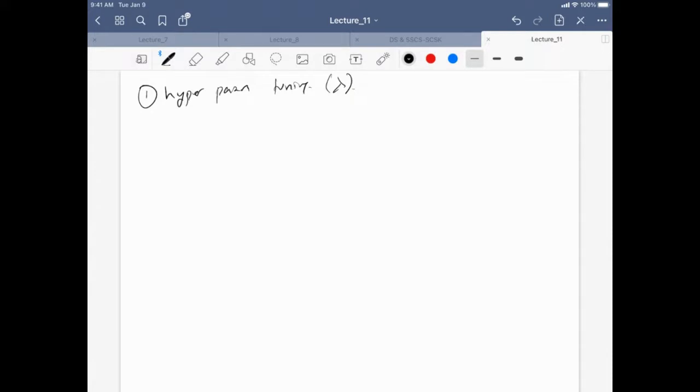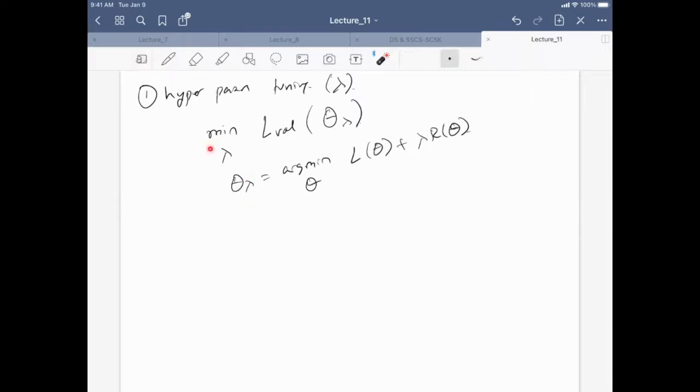The basic idea is that your problem there is basically to minimize, over lambda, your validation set performance of theta lambda. Theta lambda is your model parameter, which is a function of lambda, where theta lambda is nothing but the argmin over theta of my loss function of theta plus lambda times some regularizer of theta. Of course, for simplicity, I've just assumed lambda to be a number here, but lambda could also be a vector. You could have hyperparameters for every coordinate, for example.